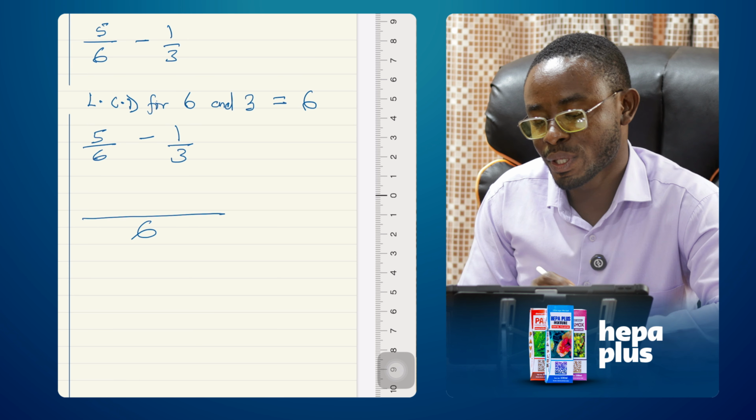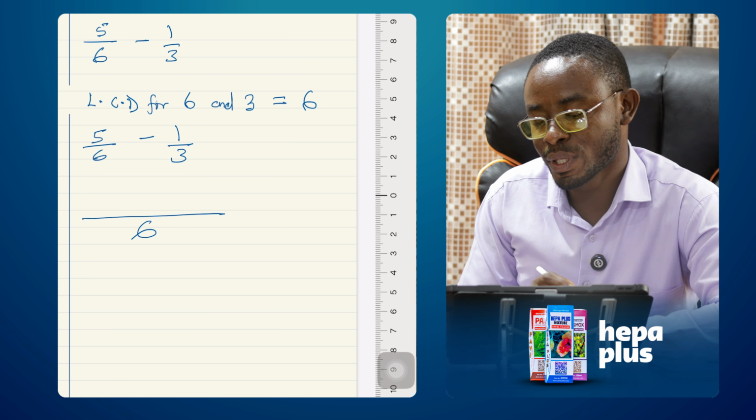How many times will 6 go into 6? That is 1. And simply multiply that by the number on top of 6, which is 5. Put that in brackets just to make your work well organized. Remember to bring your equation sign, which is minus.